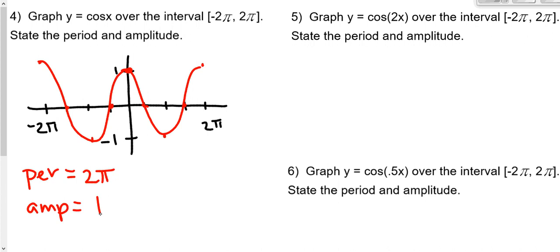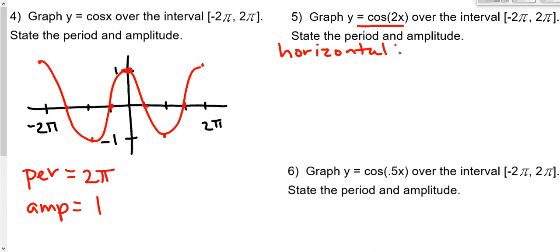Okay, now we're going to graph y equals cosine of 2x. Notice the 2 is inside the function, not outside the function. And remember from our study of transformations, if you multiply by a number on the inside, it's not a vertical change, it's a horizontal change. So this is going to be a horizontal, either stretch or shrink. We have to figure out what.